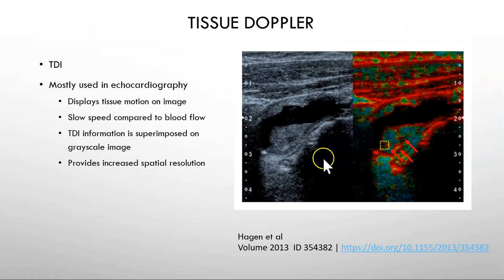Tissue Doppler imaging is often used now in cardiography, and it displays tissue motion on the image, which gives more information than just typical grayscale imaging. The tissue Doppler information is superimposed on top of the grayscale image and provides increased spatial resolution, or as we like to say, it's more gooder.